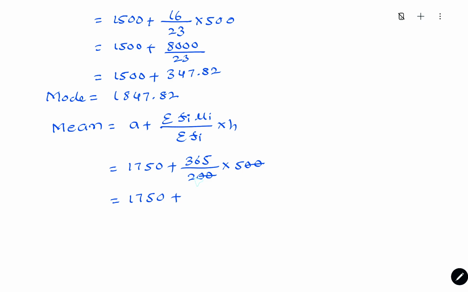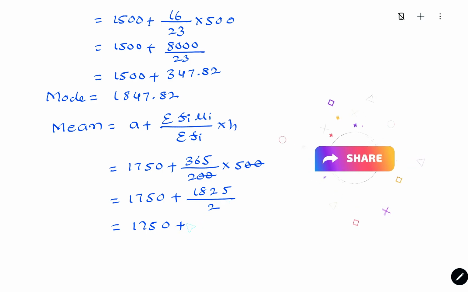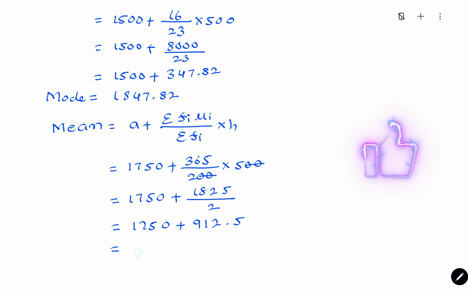1750 plus 365 by 2, 365 into 5 is 1825 by 2. 1750 plus, if you divide 1825 by 2, 912.5. Now add 1750 plus 912.5. This will be 2662.5, which is the mean.